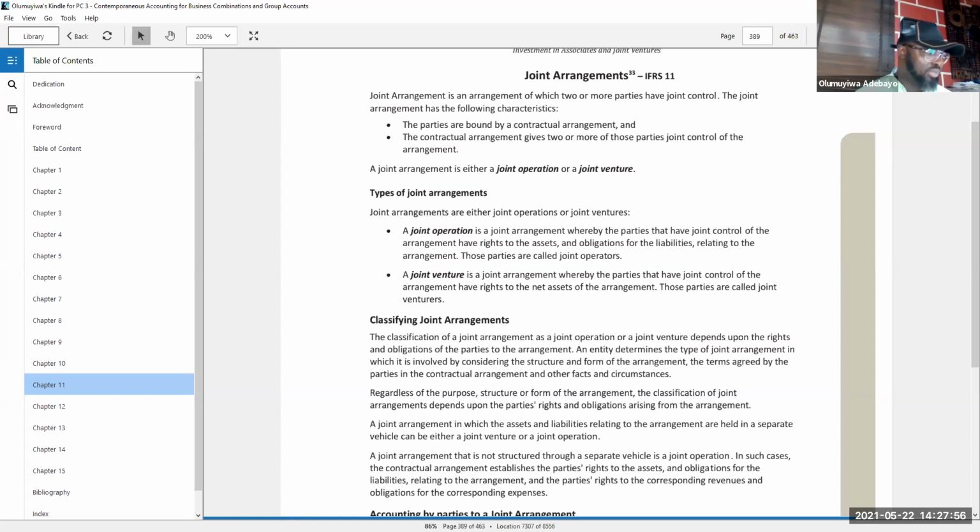And probably when we look at the scenario with respect to Microsoft and Intel, we'll see whether it's a joint operation or joint arrangement. We'll also look at other scenarios. We'll look at that. But let's quickly venture into what we call coopetition. Let me share this with us.